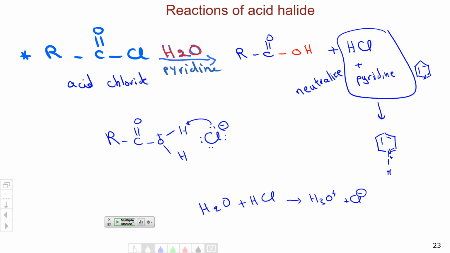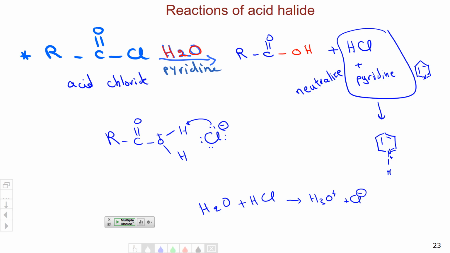No, because it has a plus charge. The oxygen has a plus charge. So the aim in here is to add the pyridine. Every time we're doing a reaction, you're going to see this in every slide in the upcoming slides. Every time we have an acid chloride as a starting material, we're going to add pyridine to neutralize the HCl that will form. Okay? So this is the first reaction that an acid chloride can undergo.